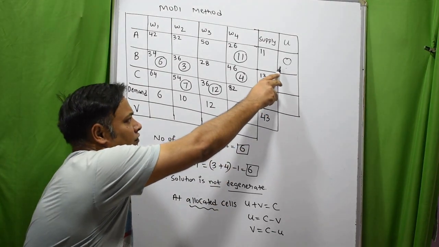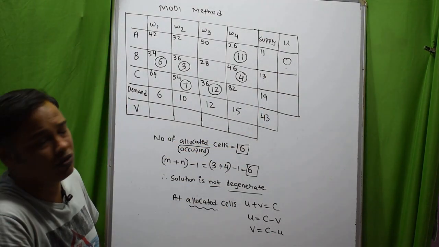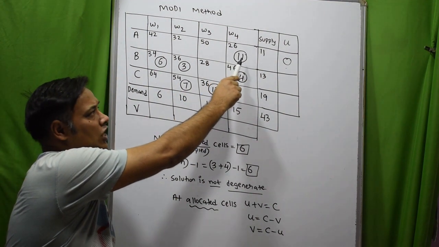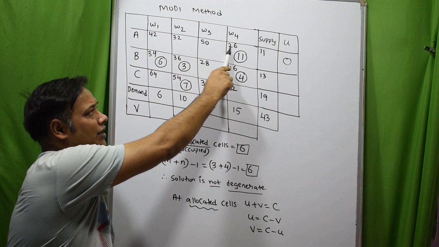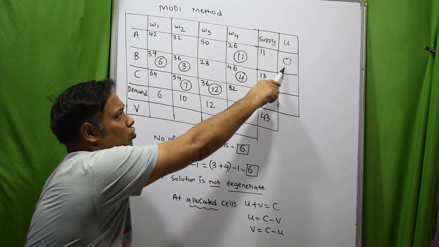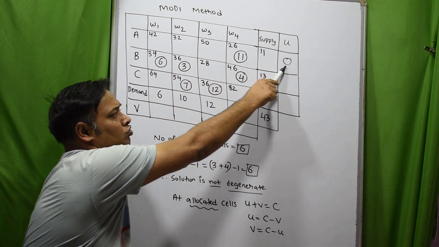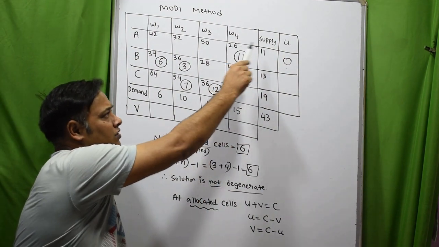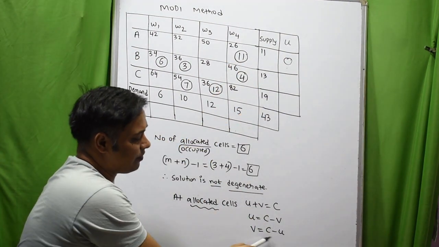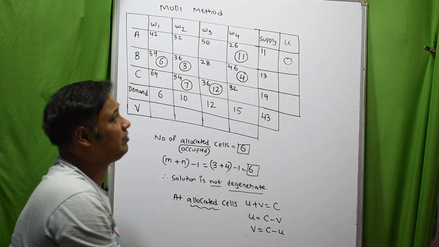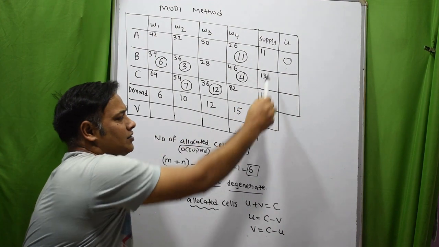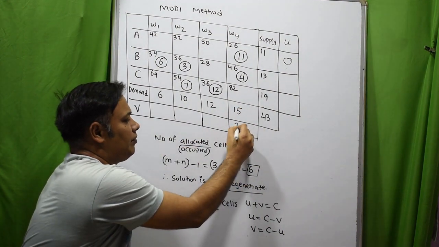So here I have a 0 first. In my first row there is only one occupied cell, that is 26. How much is the cost here? 26 minus 0. So cost minus u will give me the corresponding v. अगर मैं cost में से u minus करता हूँ, c minus u मुझे क्या मिलेगा? v मिलेगा. So in this case it will be 26 minus 0, it will be 26.